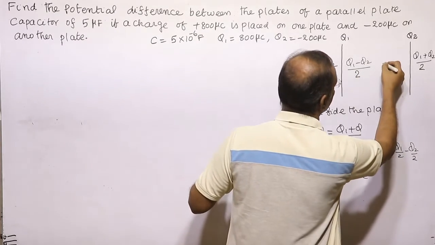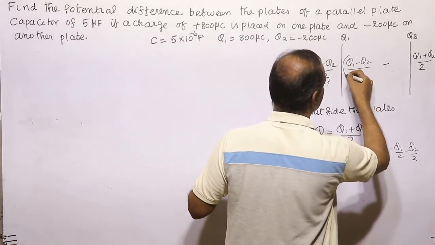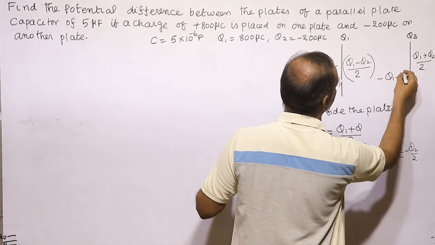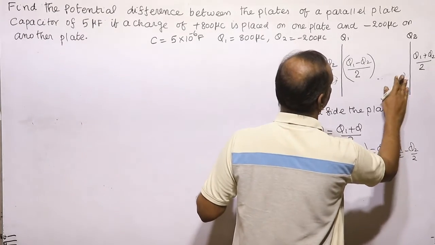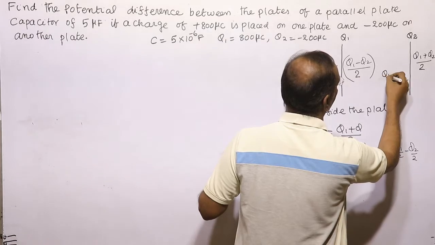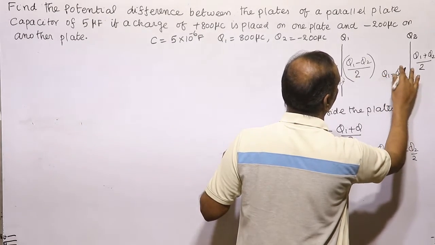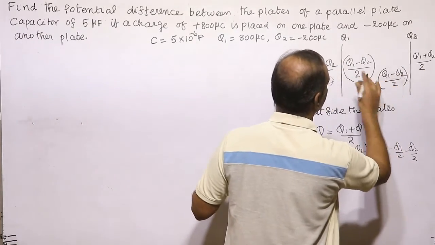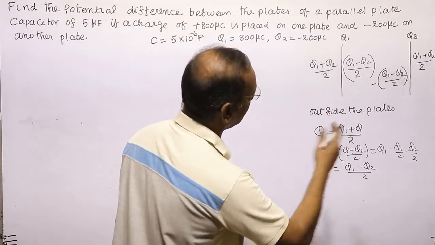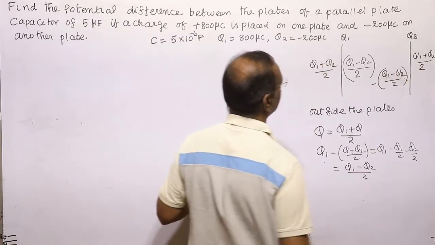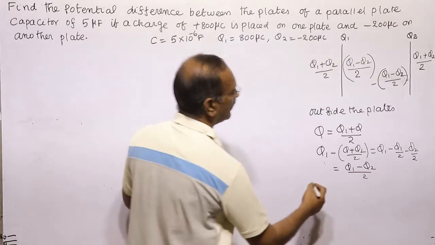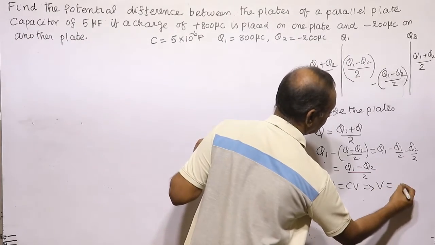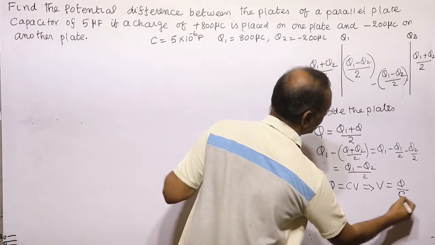Here an equal and opposite charge will be induced. Exactly the opposite of this, that is minus (Q1 minus Q2) divided by 2, will be induced on the inner side of Q2. Now we have to find out, we know Q is equal to CV, or potential is equal to charge divided by capacitance.